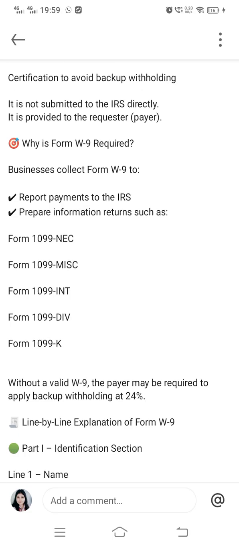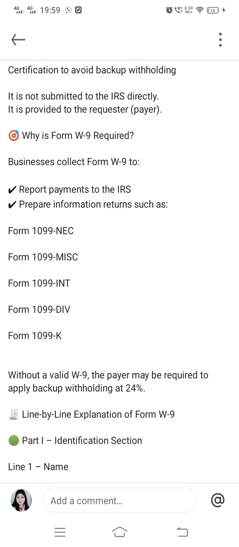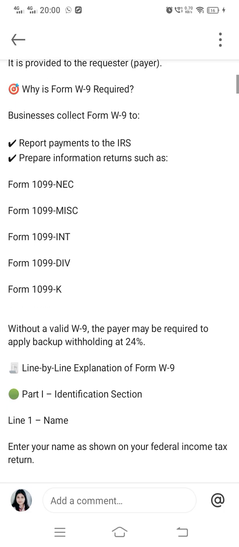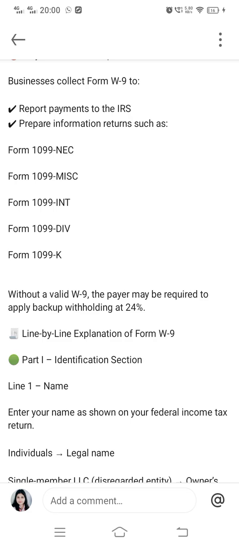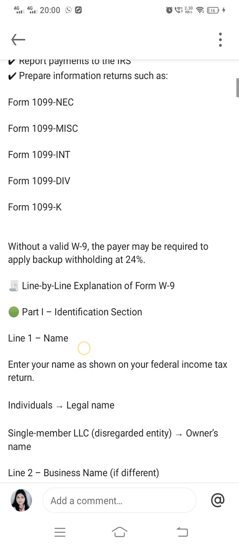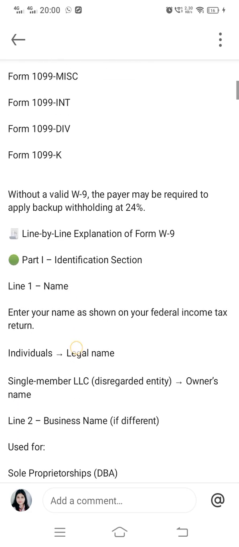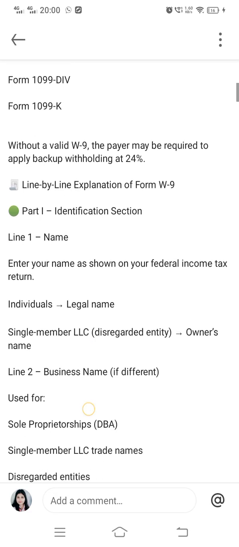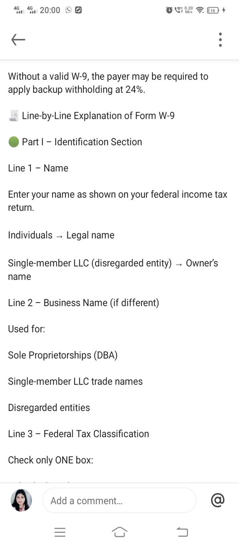Without a valid W-9, the payer may be required to apply backup withholding at 24%. So he or she needs to do this backup withholding of 24%. The payee wants to avoid this, so they should be in compliance with the W-9 form, because the payer will then have a document of your taxpayer information. This is very important, and it is one of the crucial and main reasons to have this W-9.